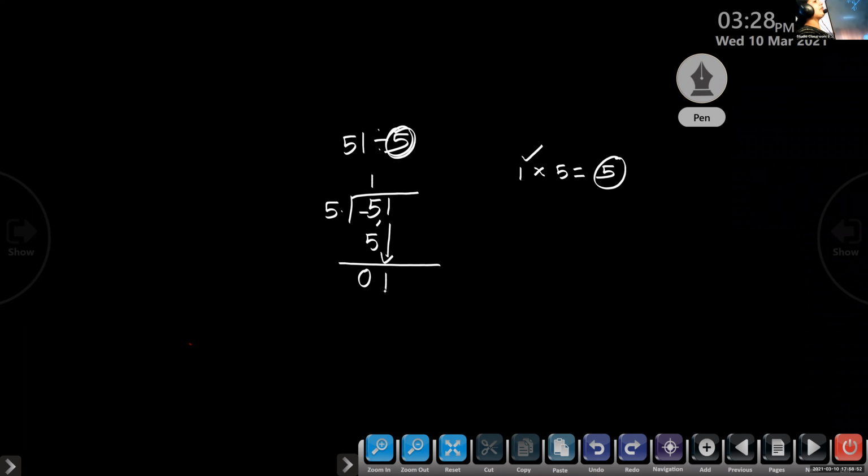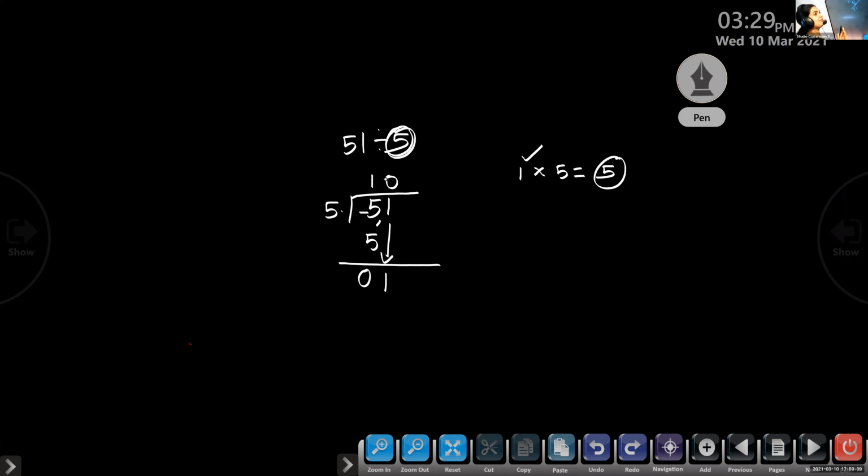So can we divide 1 by 5? No. So what you will do? Put a 0 on top. Very good. You have to put a 0 as the quotient. Okay. Here no more digits to bring down.